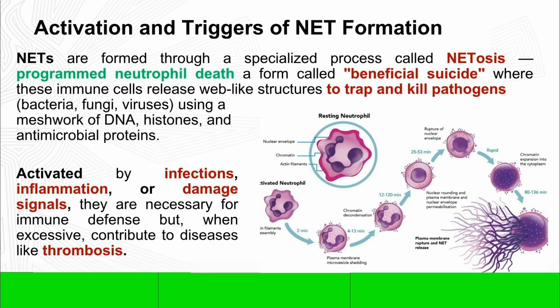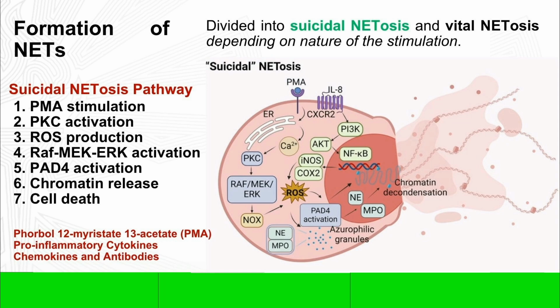And once again, the released webs are composed of histones and specific enzymes such as neutrophil elastase and myeloperoxidase. For short, these NETs really sacrifice themselves, they die just to save and protect us, and the main cause of their activation is infections, inflammations, or damage signals. This process is good for immune defense, but when the production becomes excessive, it can contribute to diseases like thrombosis. So now let us dive deeper into the mechanism of NET formation.